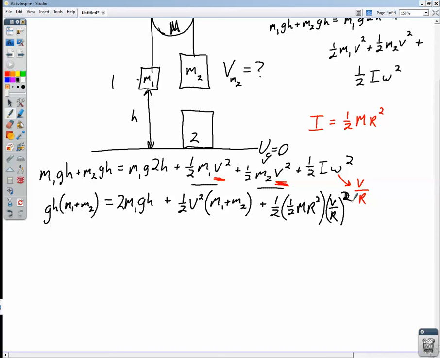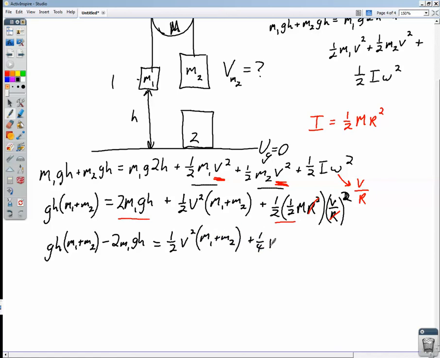So now let's take a look at some simplification that we can do. Again, this r squared is going to cancel with this r in there, and we're going to multiply these two halves together to get a 4th. And then let's move this guy over to the other side. So we've got gh times m1 plus m2 minus 2 m1gh is equal to 1/2 v squared times m1 plus m2 plus 1/4 mv squared.